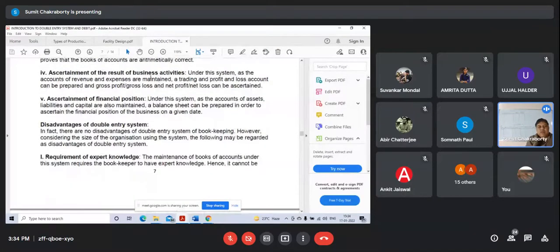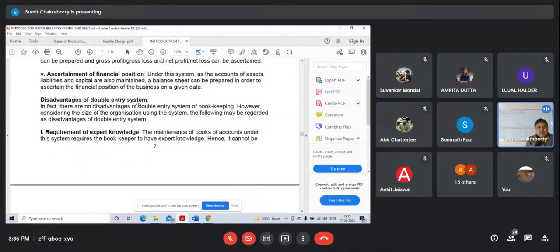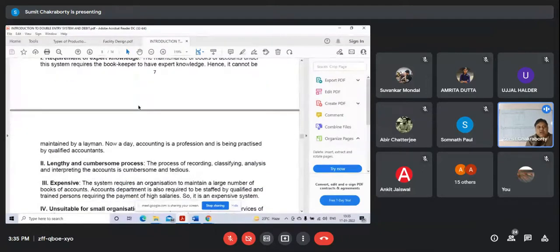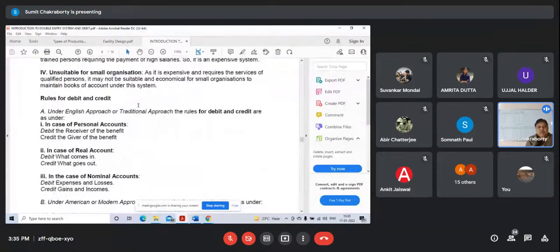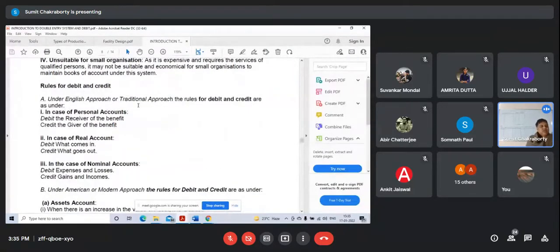Ascertaining the result of business activities. Under this system, as the accounts of revenues and expenses are maintained, a trading and profit and loss account can be prepared, and gross profit or gross loss and net profit or net loss can be ascertained. Ascertainment of financial position, that is through the assets, liabilities, and capital accounts. Okay, financial position. Disadvantages: double entry system requires expert knowledge, is a lengthy and cumbersome process, expensive and unsuitable for small organizations.